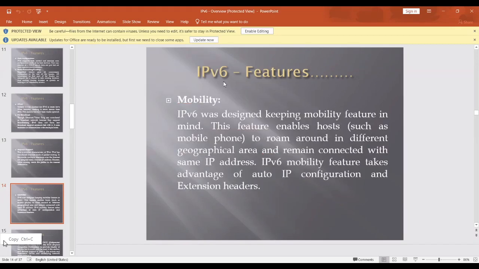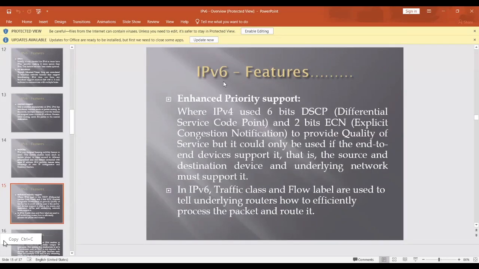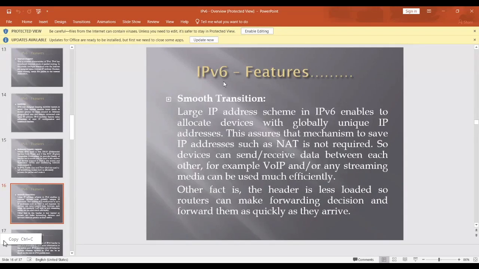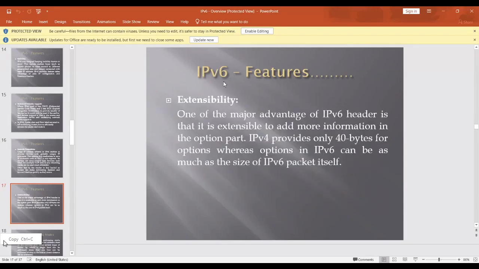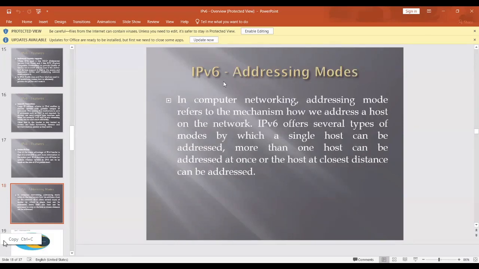And mobility, because you can have a unique IP address wherever you travel around the world. The same IP you can use, and enhanced priority support, smooth transitions, and extendability, because you can add more headers to the packet header and forward the information to the destination by adding more headers to the initial packet.